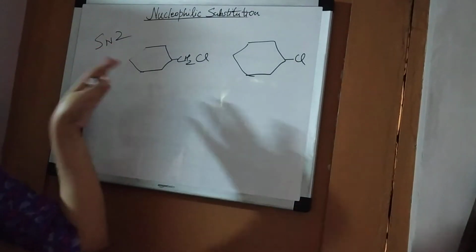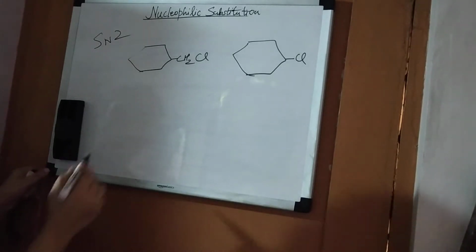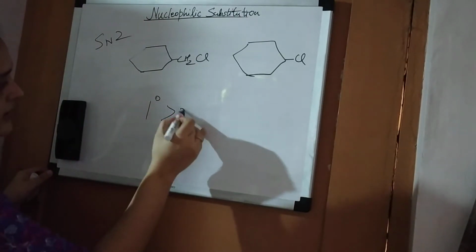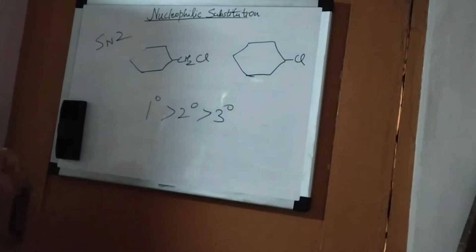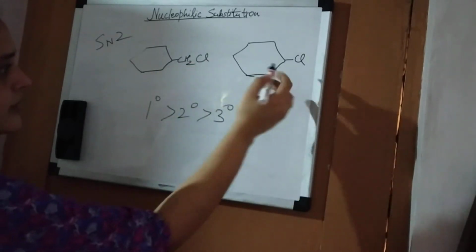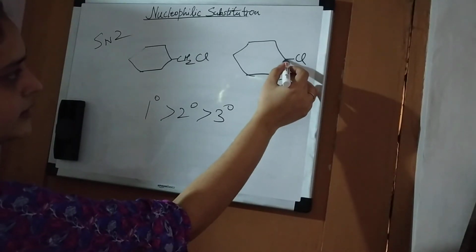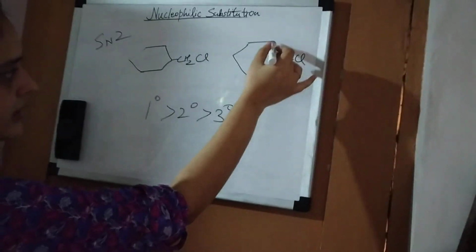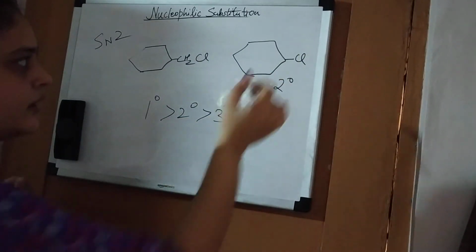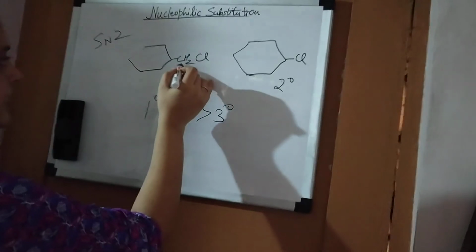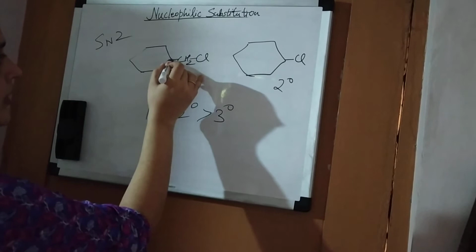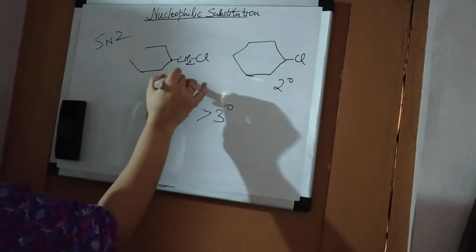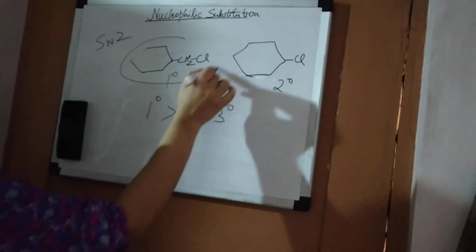We have stated that for SN2 the order of reactivity of alkyl halides is primary, then secondary, then tertiary, because bulky groups hinder the SN2 reaction mechanism. So this one is a secondary alkyl halide because the carbon to which the halide is attached has two more alkyl groups. But in the other, the carbon to which chlorine is attached has only one alkyl group. So this is primary and this is secondary. So the primary one will undergo the SN2 reaction faster.